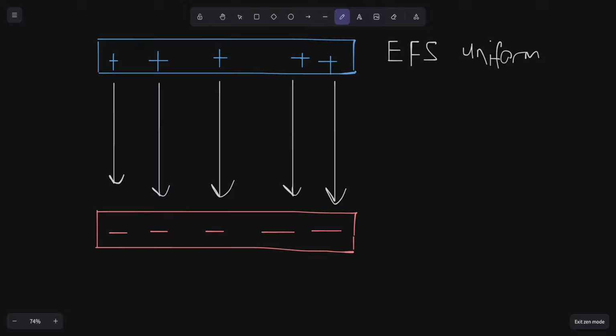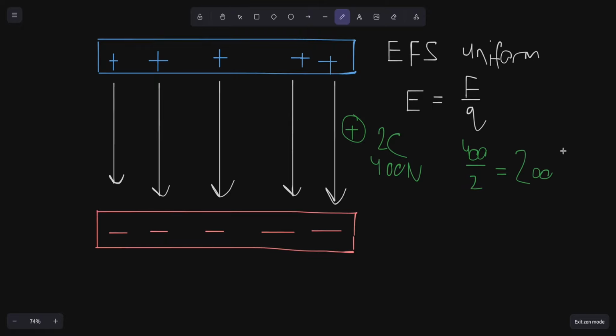Essentially, we can define the electric field strength as the force per charge. So if I place a charged object inside this electric field, like right over here, let's say this is a charge of 2 coulombs, and when placed here it experiences a force of 400 newtons. Well, then the electric field strength would be the force, 400 newtons, divided by the charge, and you would get an electric field strength of 200 newtons per coulomb.